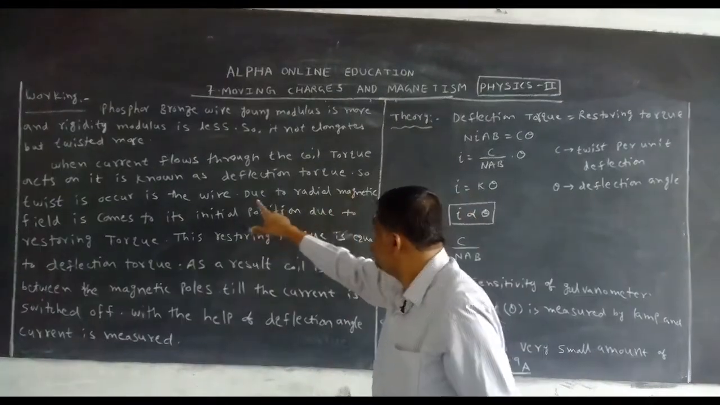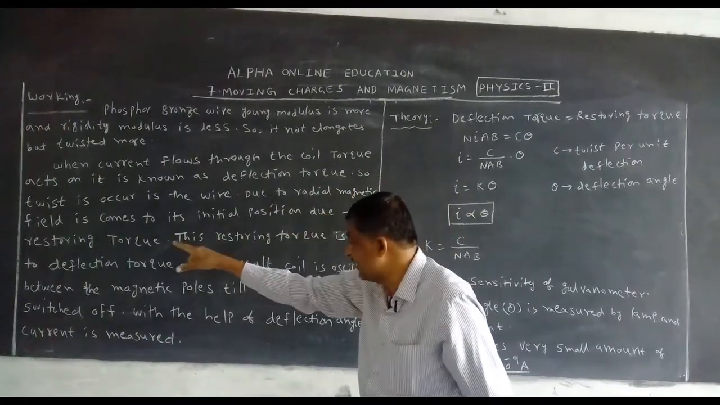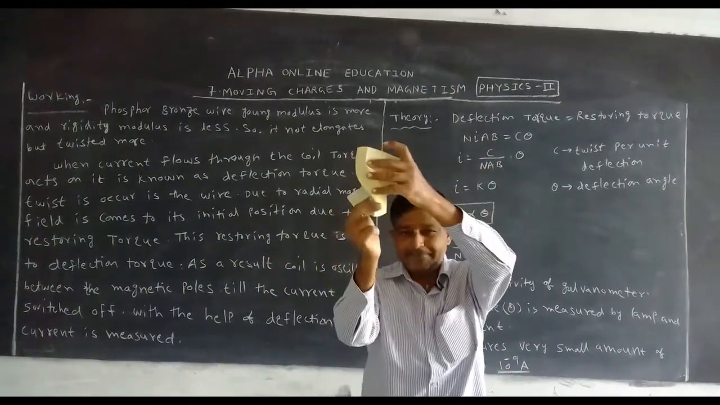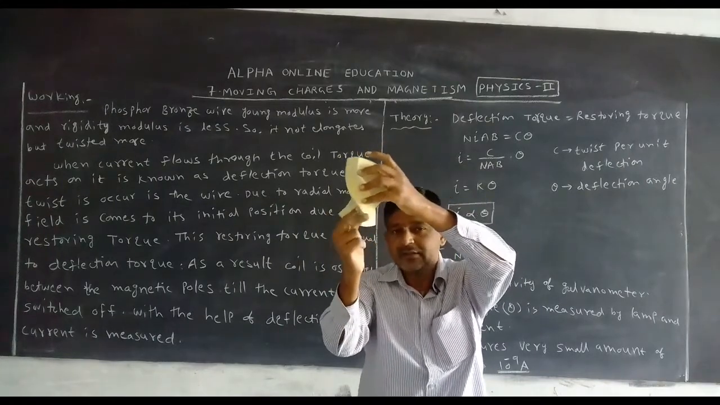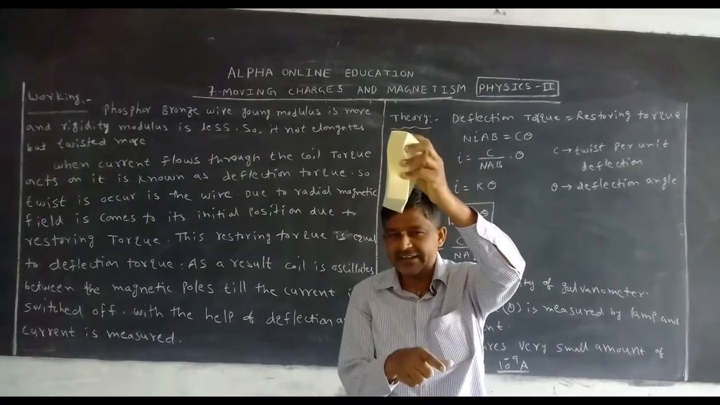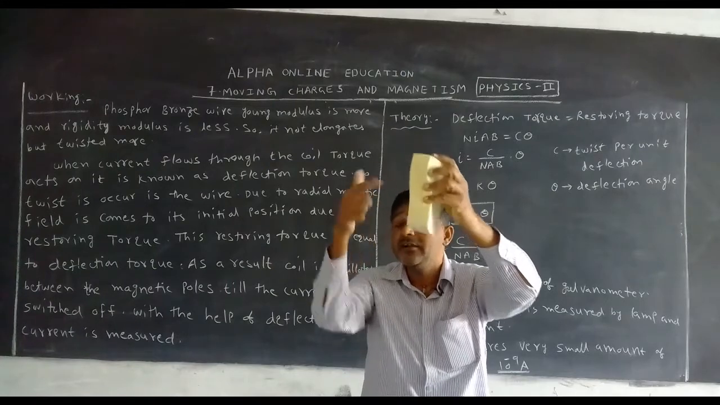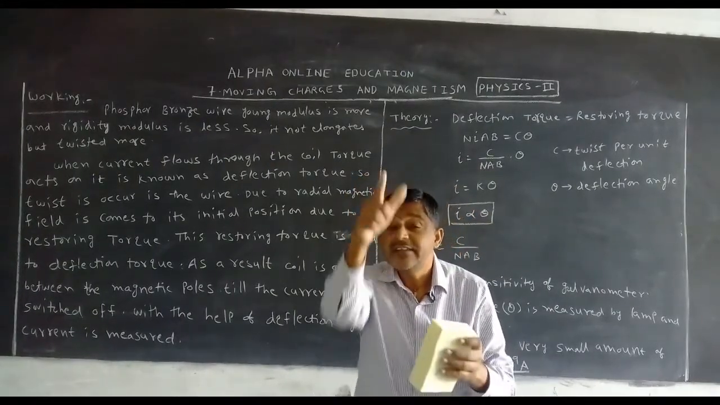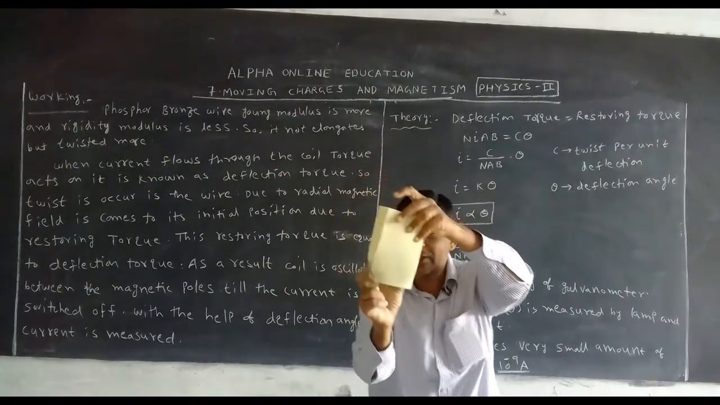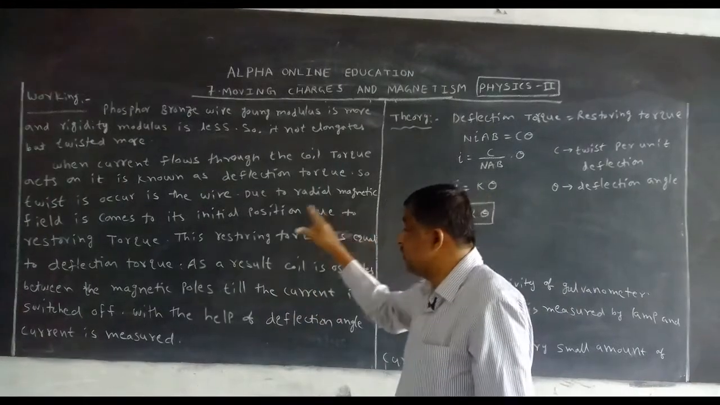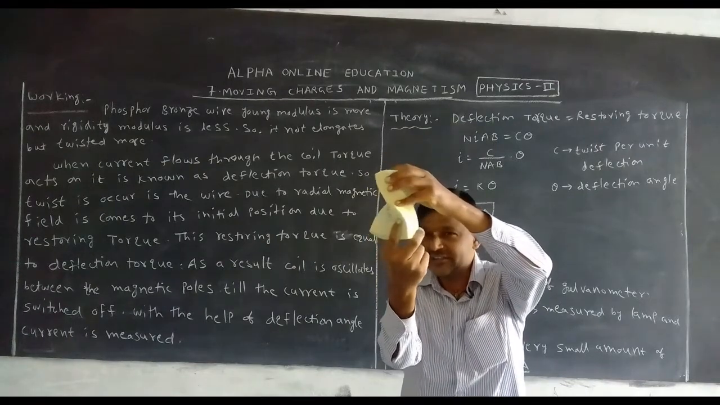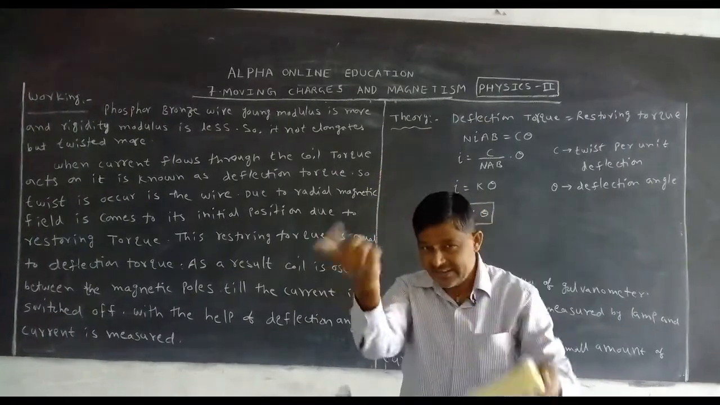Due to the radial magnetic field, the coil comes back to the initial position. The twist is more because of the three causes: one is the phosphor bronze wire, second is the radial magnetic field, and next is soft iron. But this radial magnetic field tries to bring the coil to the actual position due to the restoring torque. This is the deflection torque, but the restoring torque acts to restore.